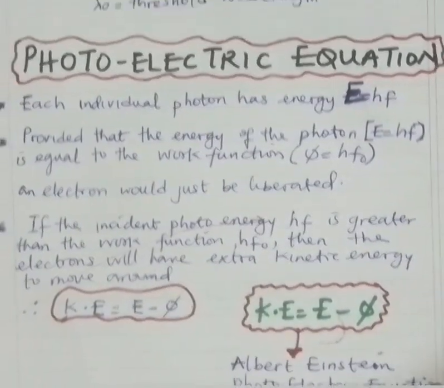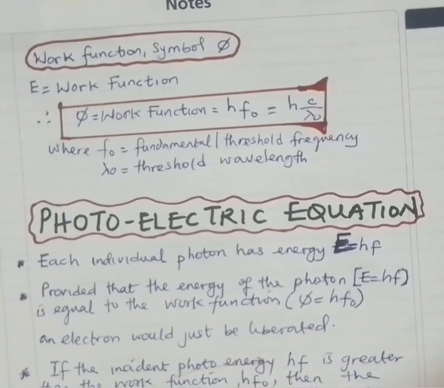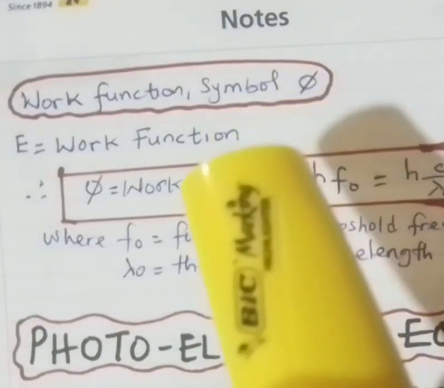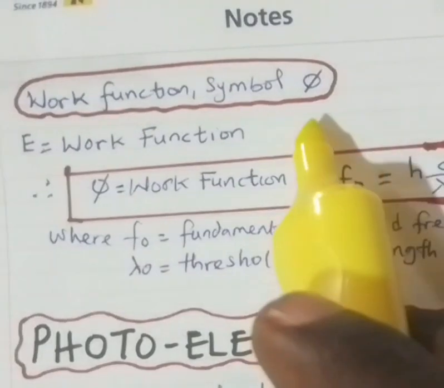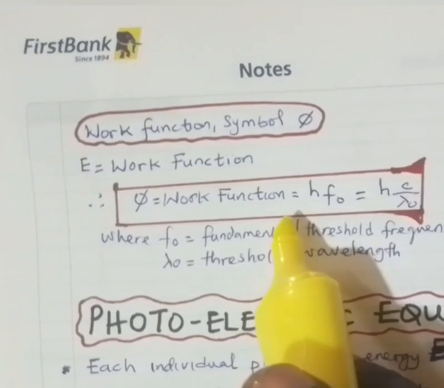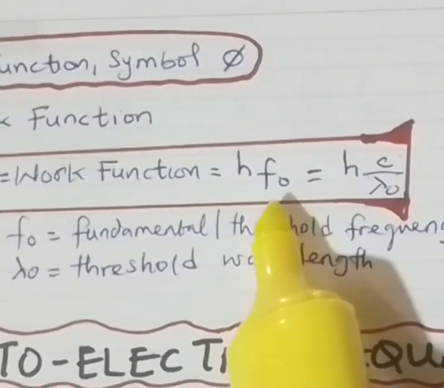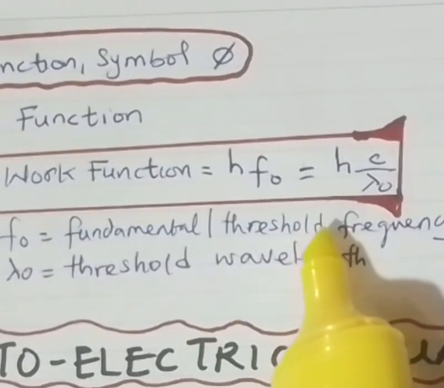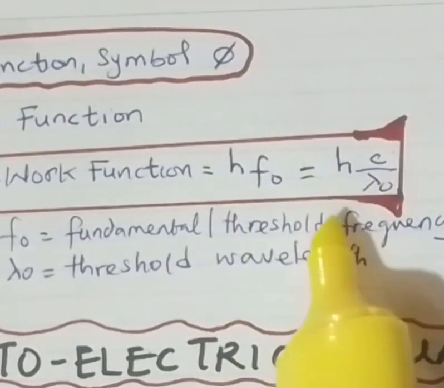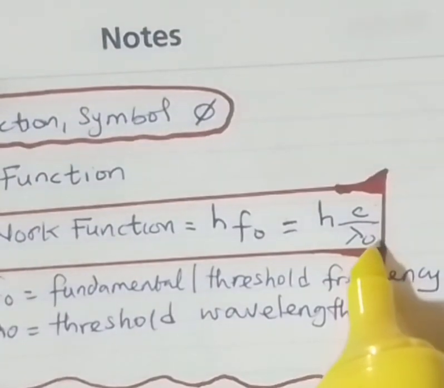Now, for this next part, we're going to talk about the work function. You can see the symbol. The symbol is phi. This is the symbol of the work function, and phi is h f naught. f naught is the threshold frequency, or you can say the fundamental frequency. So f naught is equal to c over lambda naught, where lambda naught is the threshold wavelength.